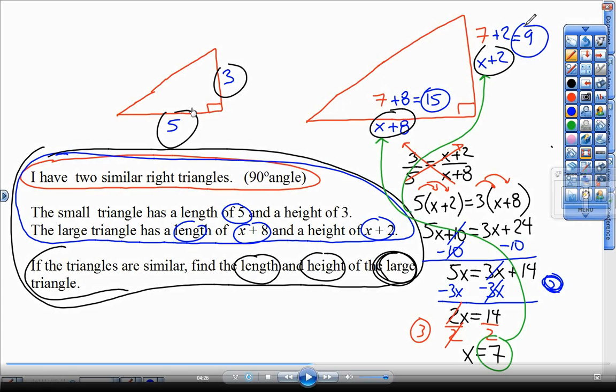But of course, when I'm going smaller, I'm multiplying by a scale factor of the reciprocal of 3. I'm multiplying by the scale factor of 1/3. 9 times 1/3 is 3. 15 times 1/3 is 15 divided by 3, which is 5. Again, know that. All right, next problem.